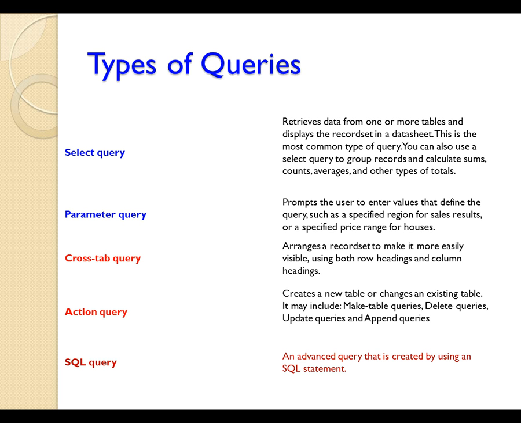Select query is the most common query you are expected to do within this course. It retrieves data from one or more tables and displays the record set in a data sheet. This is the most common type of query. You can also use select query to group records together and calculate sums, count, average, and other types of totals. So they come under totals, and you can do calculations within select query. Even though it's the most common one, it's not trivial, it's powerful. For most of the information we require, we use select query.